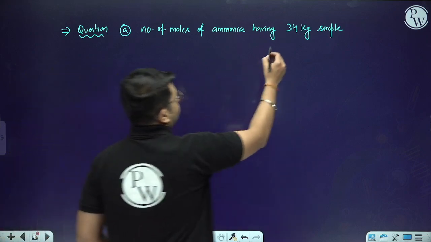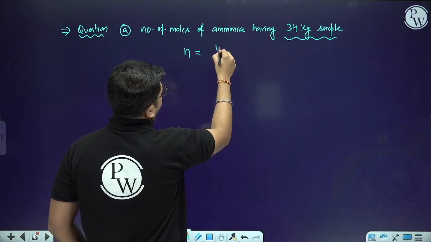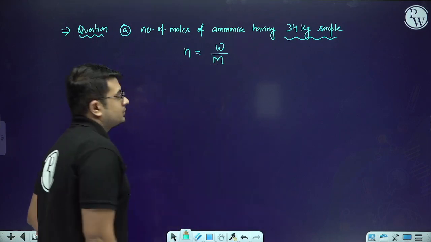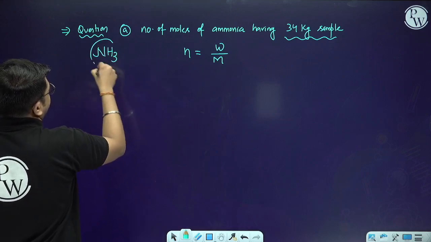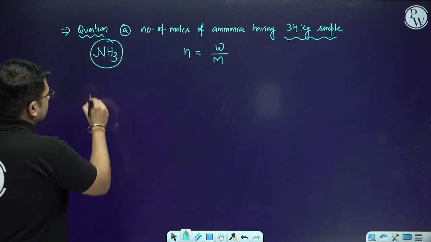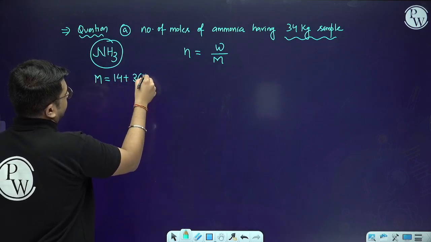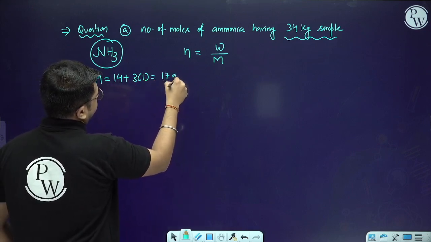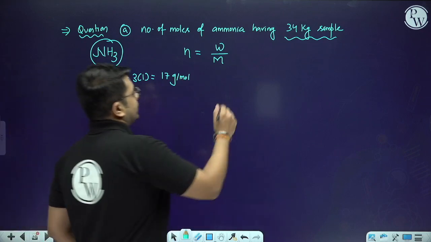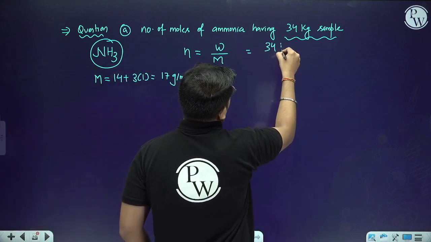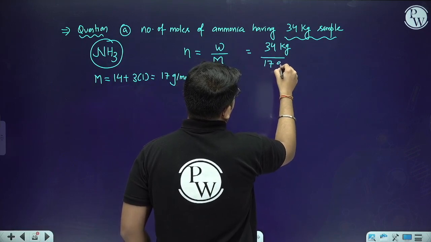Very easy. You can see the information which is given. You know that the number of moles is given weight divided by molar mass. In case of ammonia, the formula is NH3. If I talk about its molar mass, nitrogen has 14, plus 3 multiplied by 1, so that will be 17 gram per mole. That is the molar mass of ammonia. Now if you put in the values, we have 34 kilogram on top and 17 grams on the bottom.